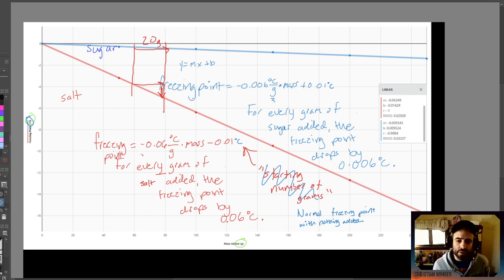Feel free to let graphical analysis do the numbers for you, but remember what this is. It's a comparison between when I change the x value, when I grow the mass, how does my y value change? How does it shrink? How does it grow? And we see here that growing the amount of salt that you added seems to have a larger effect than adding sugar.